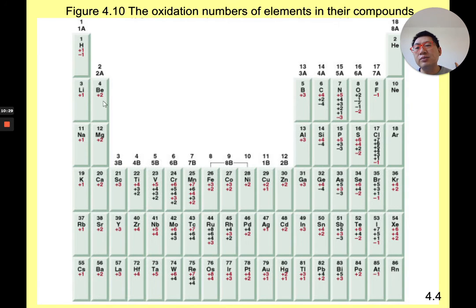Again, notice that for group 2A elements there's only one possibility, +2, because group 2 metals are always +2, just like fluorine is always -1. No exception to that.